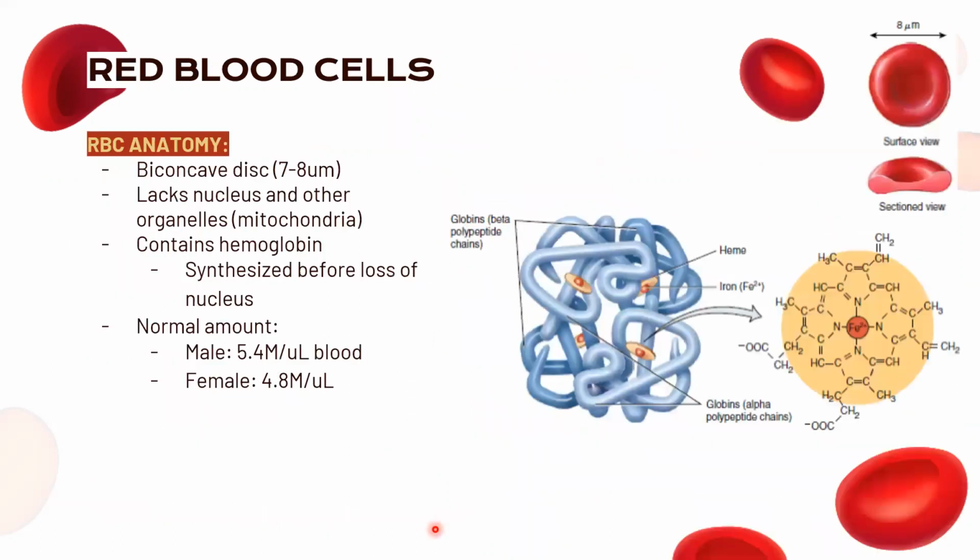Let's start discussing our RBC, red blood cells, or your erythrocytes. It's a biconcave disc. You can see here that it's concave here, and on the other side, it's also concave. It lacks a nucleus and other organelles like mitochondria. It contains hemoglobin, synthesized before loss of the nucleus. Normal amount is 5.4 million per microliter of blood for males and 4.8 for females.